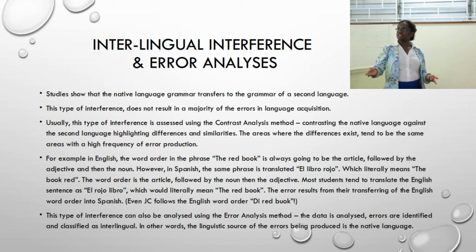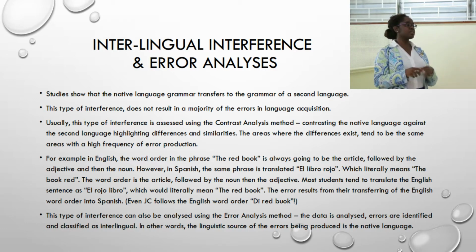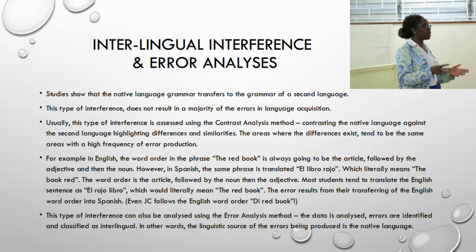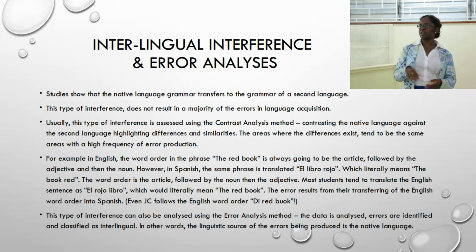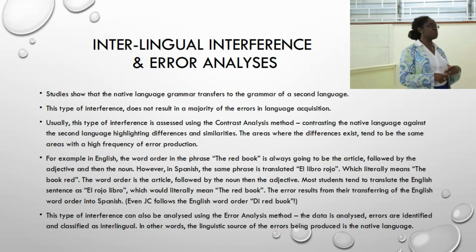So interlingual interference and error analysis. So what is interlingual interference? That is the transfer of the grammar structures in the native language to that of the grammar structures in the target language. So here we have your native language. So for instance, Jamaican Creole interfering with how you produce English and how you use English. This type of interference does not result in the majority of errors in language acquisition, and it is usually assessed using the contrast analysis method.